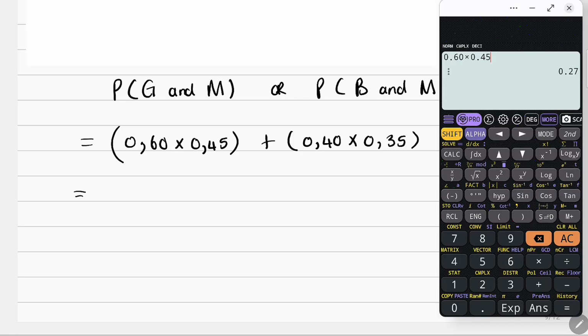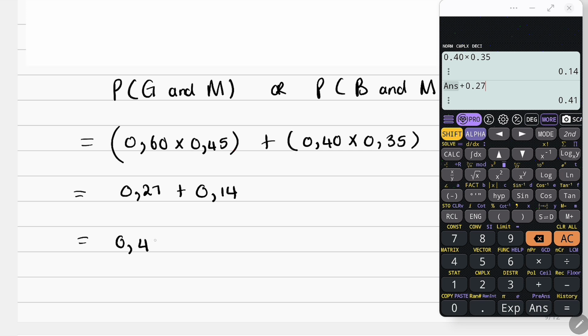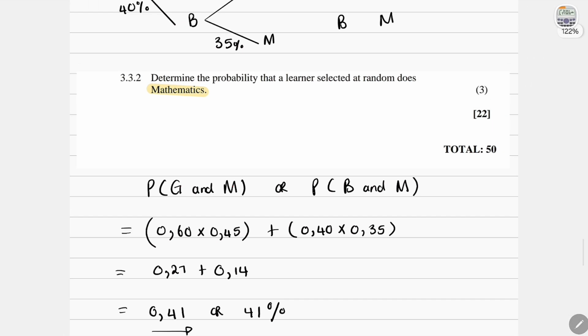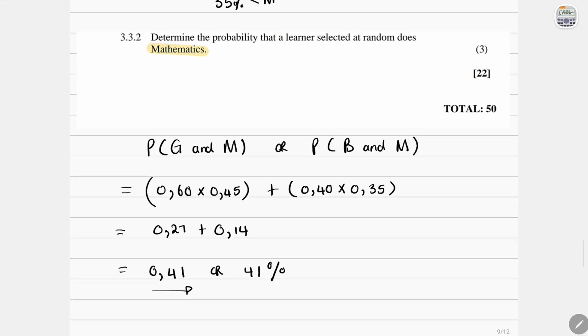Okay, so you see that gives us 0.27. Then we're just going to say plus and say 0.40 times 0.35, and that gives us 0.14. So finally, add them together. So 0.27, and that gives us 0.41. Or we could even say 41% if you like. And that is our answer. Okay, this, or you can say 41%. And that is it for that question. And that is it for question 3.